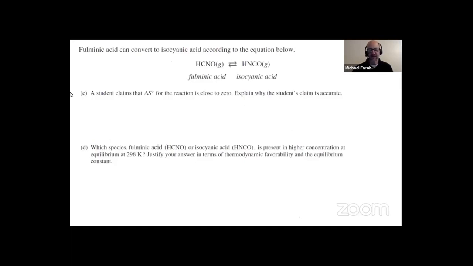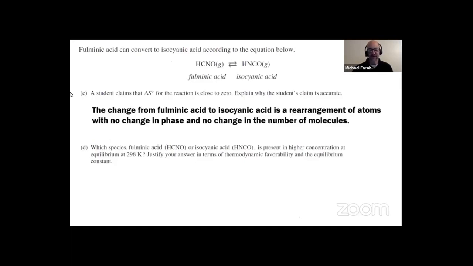So we're not changing phase here, and we're not changing number of moles. The change from fulminic acid to isocyanic acid is a rearrangement of the atoms, but there's no change in phase and no change in the number of molecules, so delta S should be pretty close to 0.